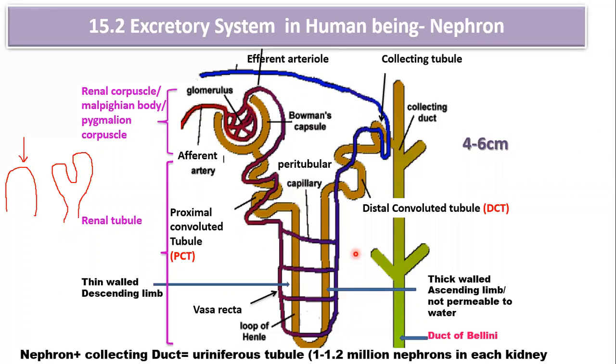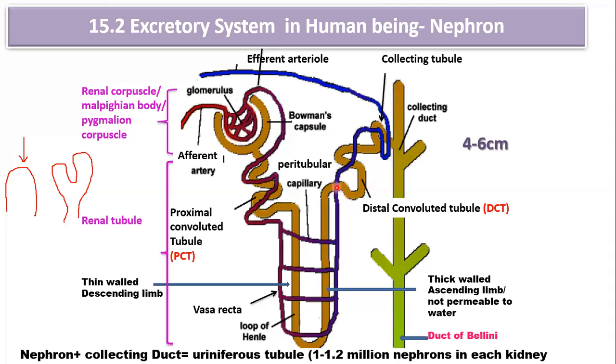Then the ascending limb is not permeable to water. It is lined by simple cuboidal epithelial cells. Now Henle's loop is surrounded by the blood capillaries known as Vasa recta. Finally, that Henle's loop is going to open into the next coiled tube. The posterior portion of the coiled tube is the distal convoluted tubule. So distal is posterior, convoluted is coiled, and tubule is a smaller version of the tube.